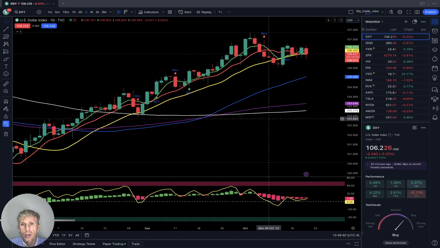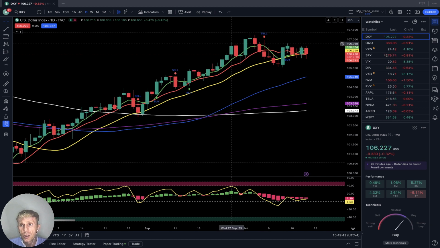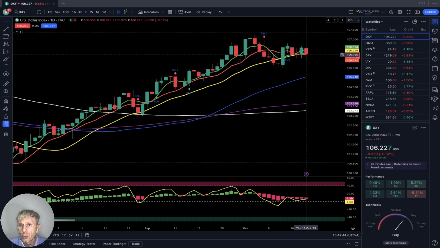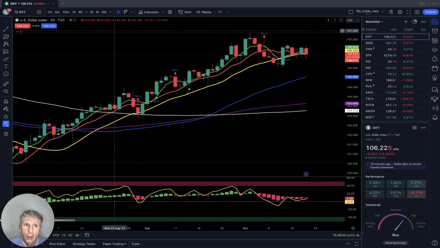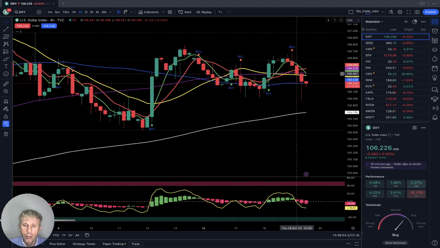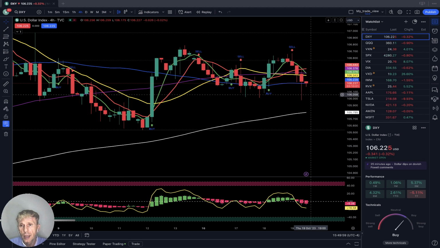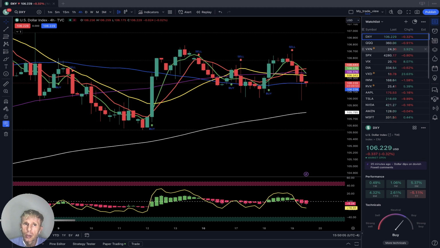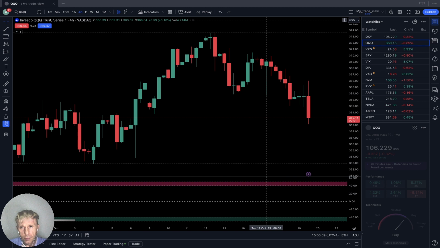Okay, USA dollar daily, it closed below 20. It's negative today, minus 0.30%. On 4 hours time frame, it already did bearish, confirmed bearish reversal. It is negative, it is bearish now. Should be bullish for indexes, but indexes not bullish at all also. Let's move to QQQ.